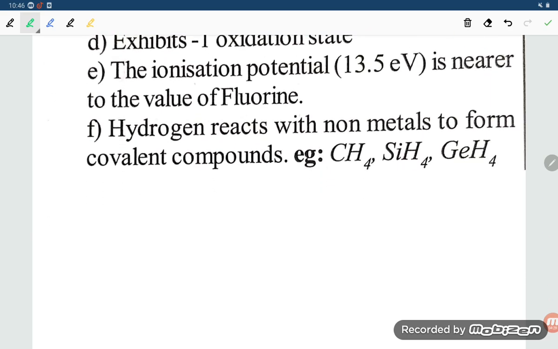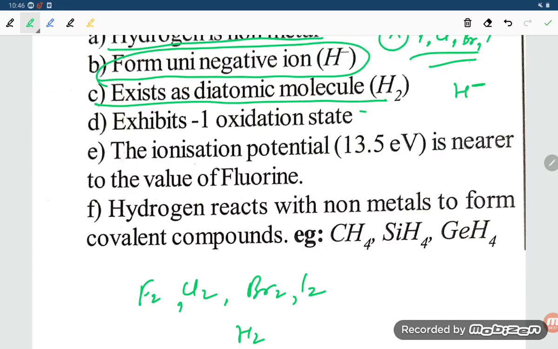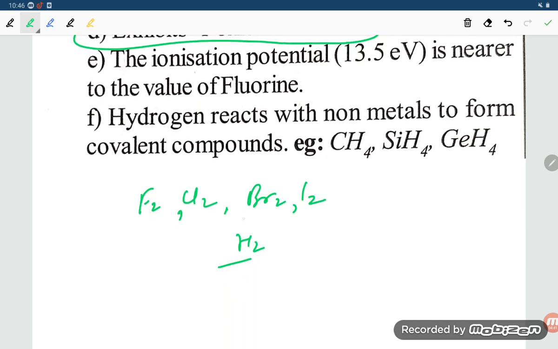So all halogens like F2, Cl2, Br2, I2 exist as a dimer. Similarly, hydrogen also exists as a dimer and exhibits the minus one oxidation state. Whether it's F, Cl, Br, or I, they have 7 electrons in the valence shell, so they exhibit a negative state. Hydrogen also accepts one electron and forms H minus, in the case of metal hydride.